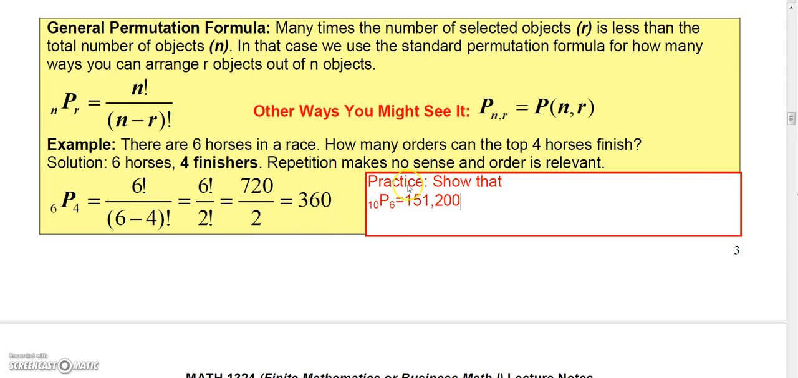Now, do another one. Go ahead and do this one for practice. Show that if you calculate 10P6, you'll get 151,200 for the answer. Now, don't use the calculator on this one. Do it by hand so that you can make sure that you know how to apply this formula.